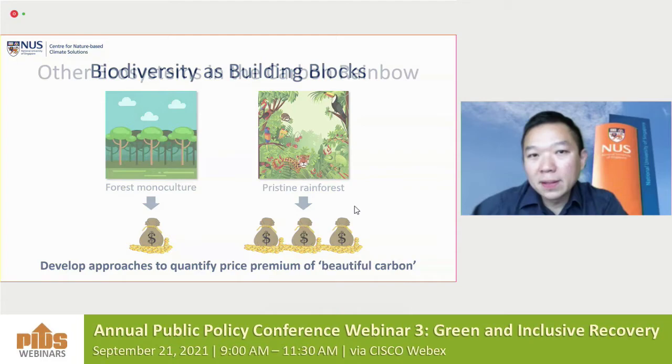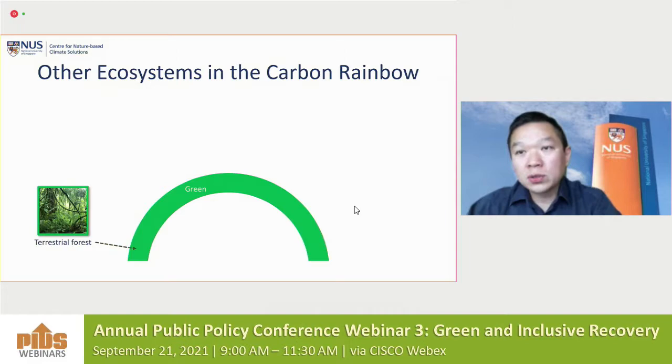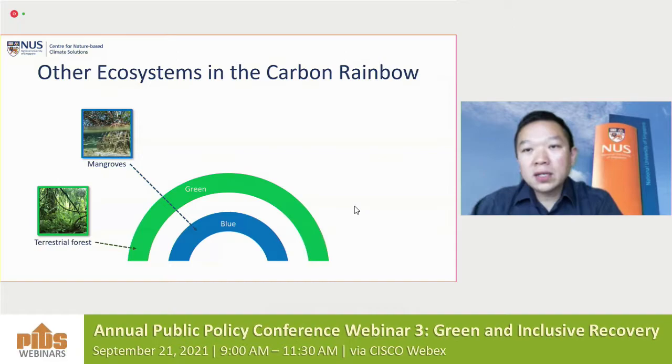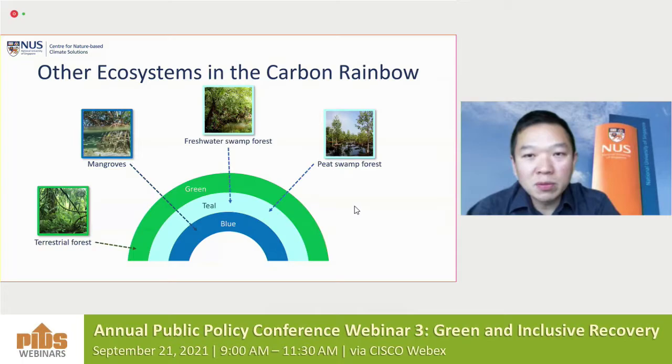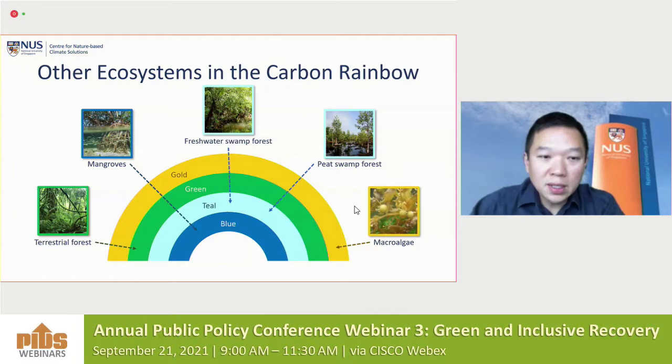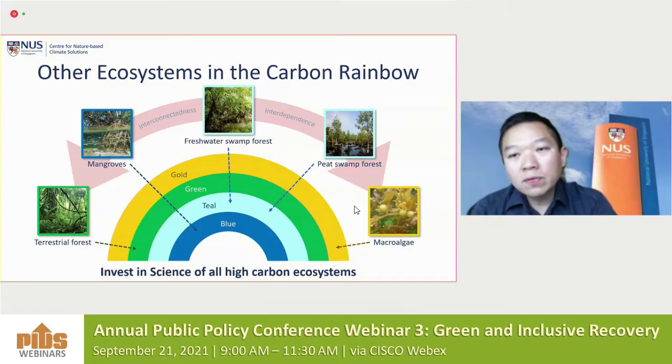So far, we have focused on green carbon, which are terrestrial forests, and blue carbon, which are the mangroves and the seagrass meadows and so on. But there are also several other kinds of high carbon ecosystems in the carbon rainbow that have received less attention, including teal carbon, which are the freshwater swamp forests and peat swamp forests, as well as gold carbon, which are the macroalgae or seaweeds. And more importantly, we need to understand the interconnectedness and the interdependence between these ecosystems to fully appreciate the climate change mitigation potential and co-benefits that these other high carbon ecosystems provide.